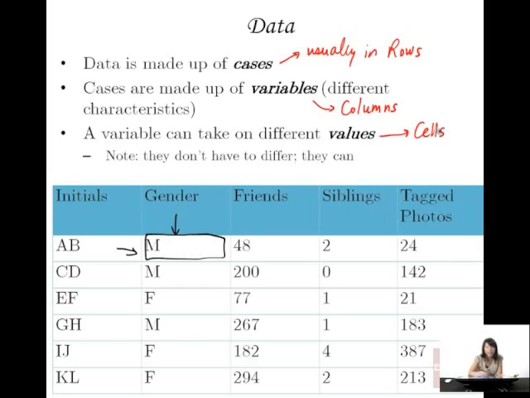So we could look here. Here, the cases seem to be made up of individuals. Here, the individuals are taken from Facebook. And the variables are things like gender, friends, siblings, and number of tagged photos. Now, tagged photos by itself is a variable. It could vary. There's lots of different values that it could hold. For instance, 24, 142, 21. So these are different values that could be sitting in the place of the variable tagged photos.